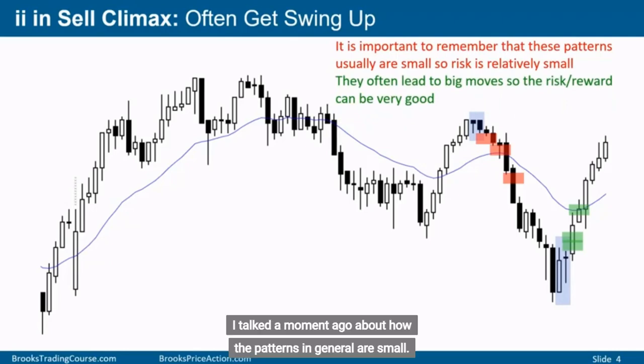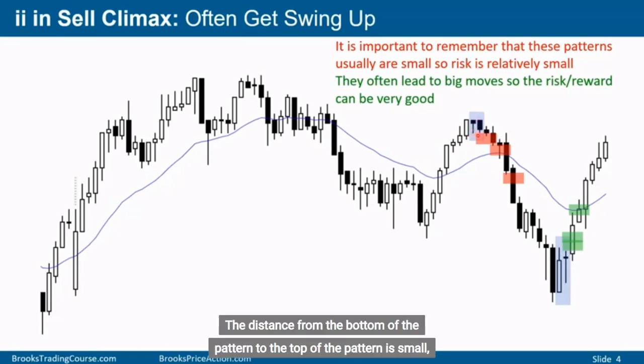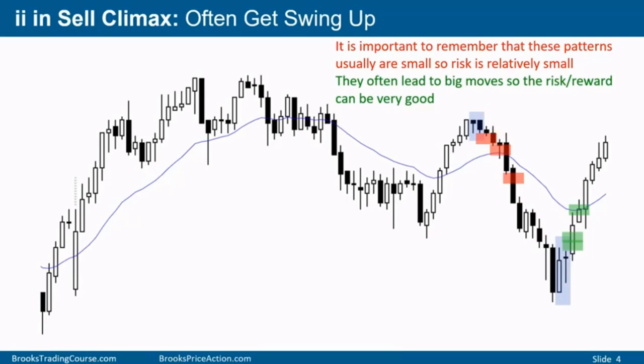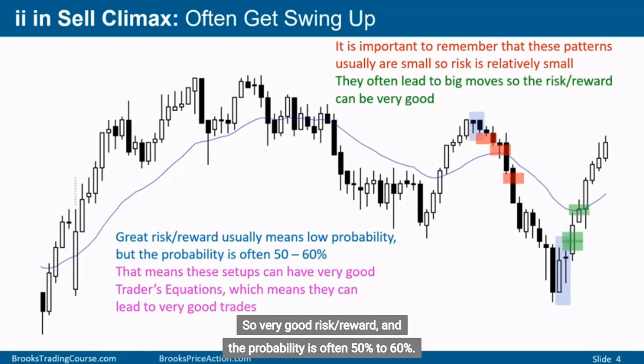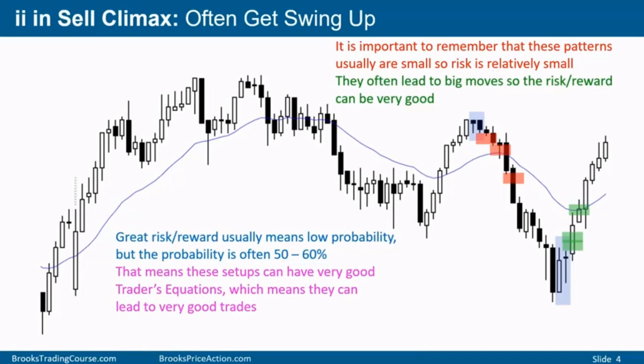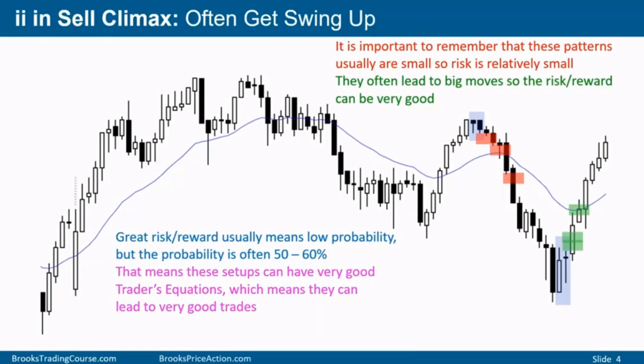I talked a moment ago about how the patterns in general are small. This is a relatively big pattern. Here it's a relatively small pattern. The distance from the bottom of the pattern to the top of the pattern is small, so if you're shorting below, your stop is not very big, and the reward is very big relative to that small risk. So very good risk reward, and the probability is often 50 to 60%. Excellent trader's equations, so these are very good setups.